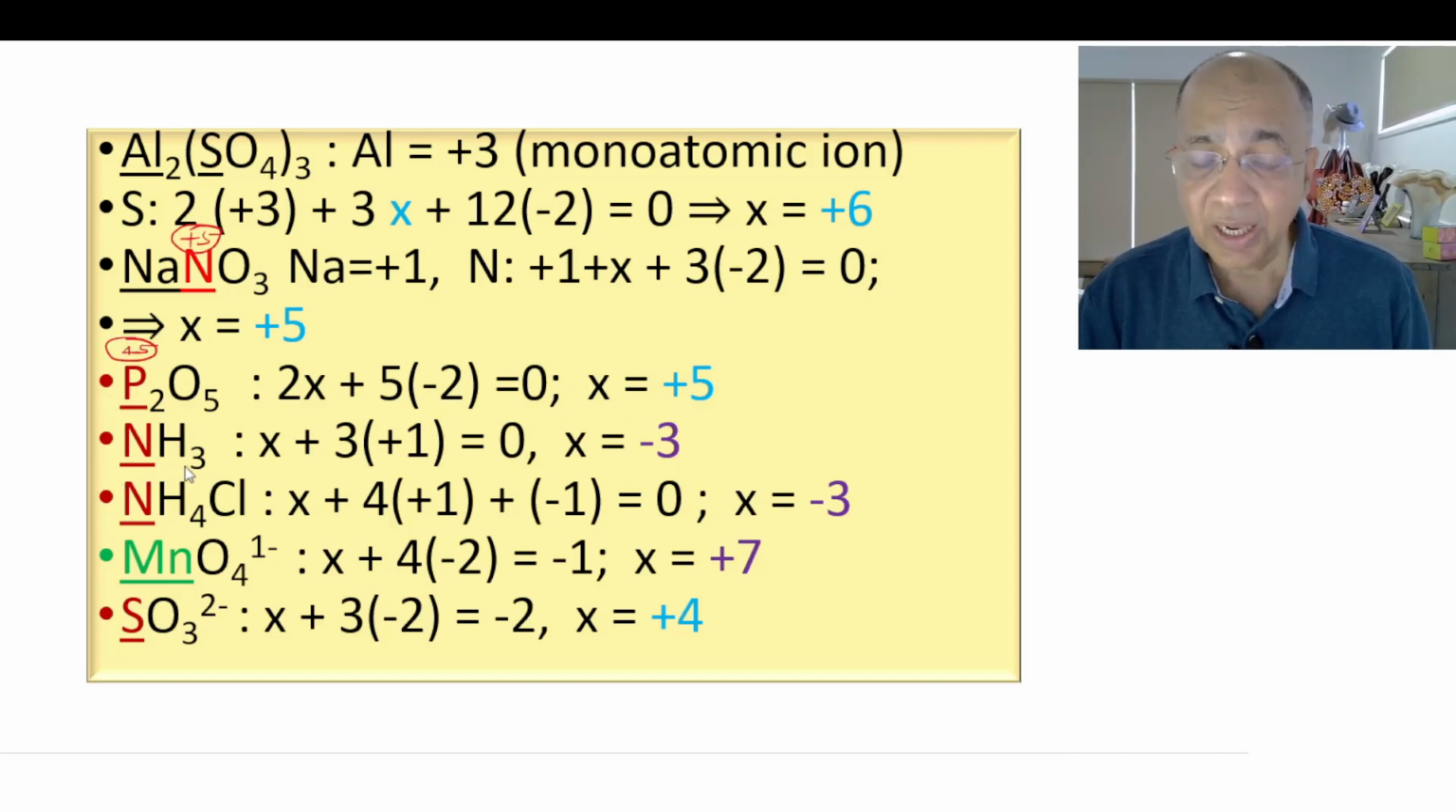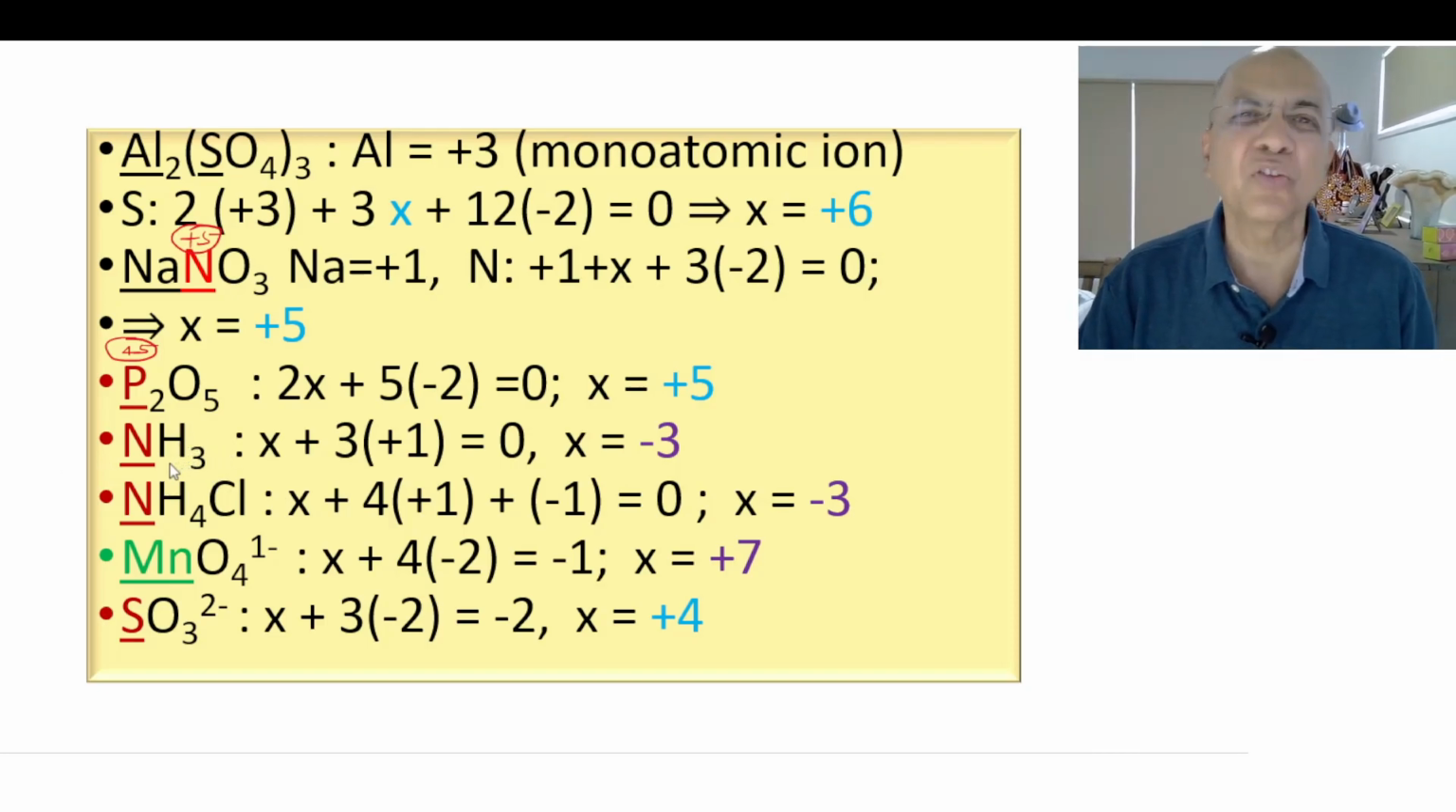Similarly, ammonia: hydrogen is always +1, although we have a habit of writing NH3, not H3N, just for convention. Hydrogen is +1 here. It's not a metal. Nitrogen is a non-metal, so hydrogen is +1, and 3 times +1 plus X is equal to 0, so X is equal to -3.